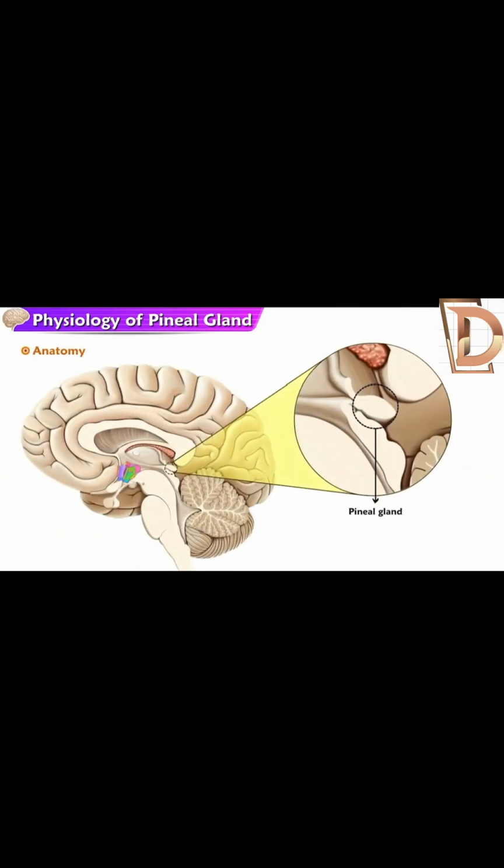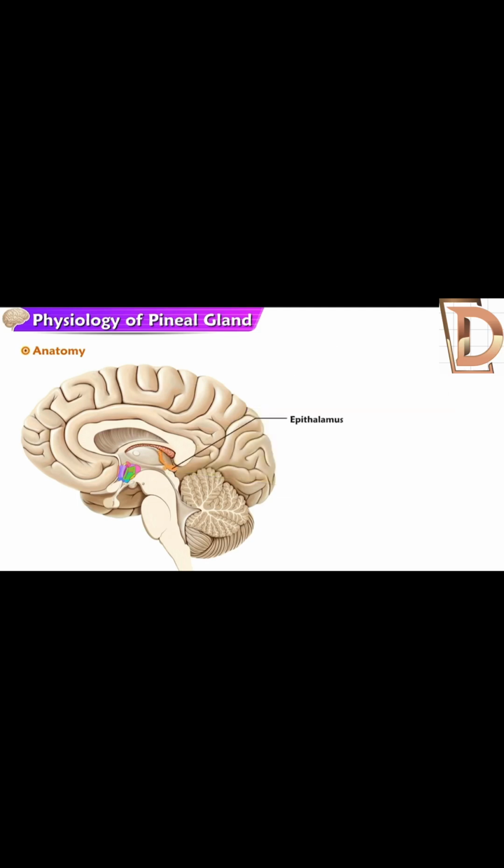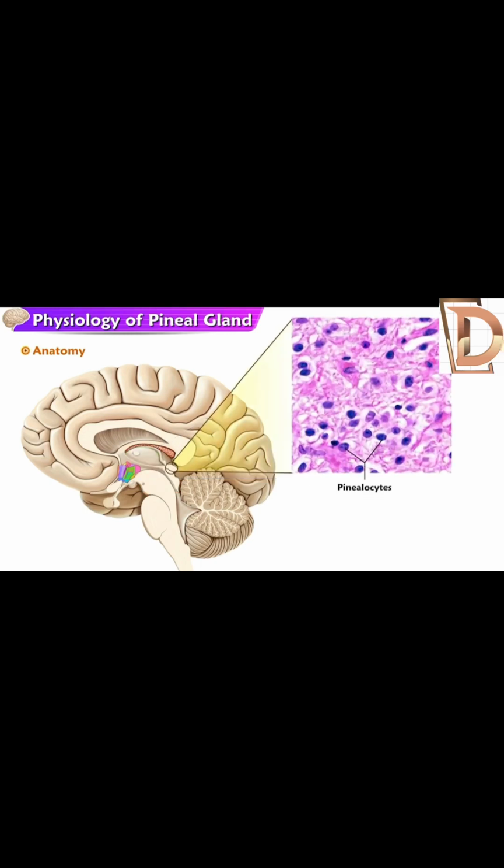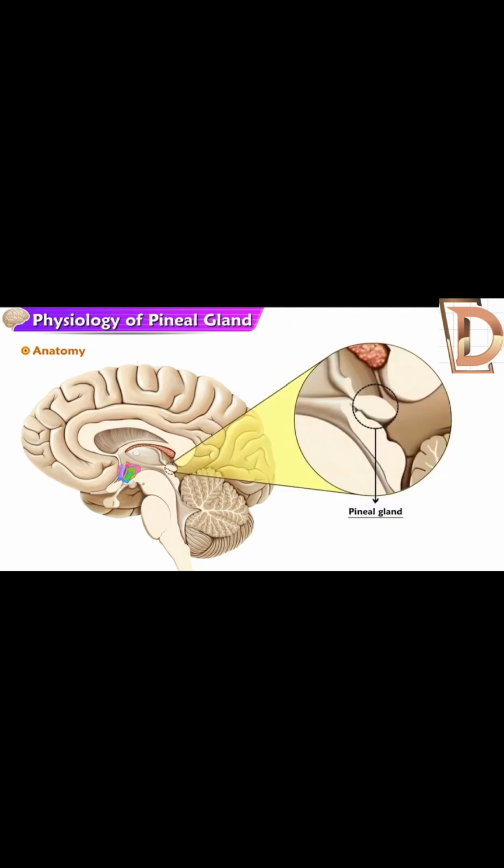Anatomy of pineal gland. The pineal gland is a small, reddish-gray gland, approximately 8 millimeters long and 5 to 7 millimeters wide. It's located in the epithalamus, a region of the brain that connects the thalamus and the midbrain. The pineal gland is surrounded by a capsule of connective tissue and contains many pinealocytes, which are specialized cells that produce and secrete melatonin. Pineal gland is a circumventricular organ. Circumventricular organs are specialized structures located in the walls of the third and fourth ventricles of the brain, which lack a blood-brain barrier.